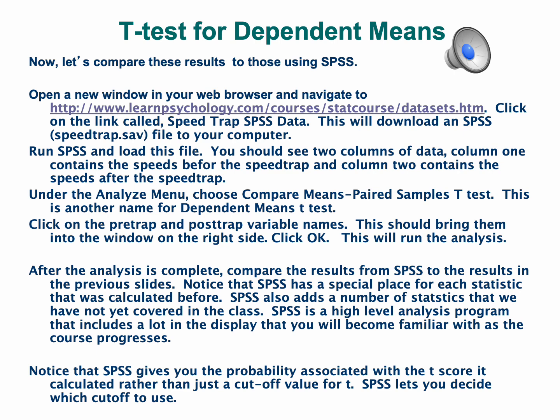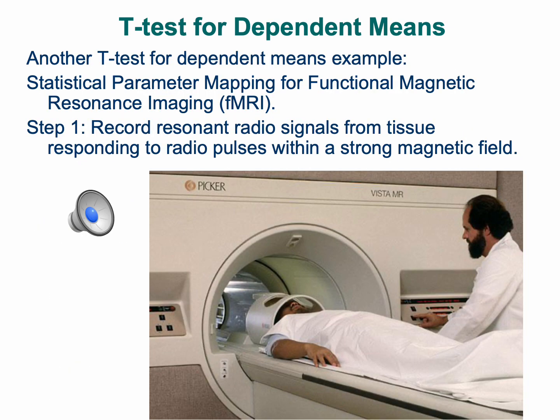It gives you an exact probability, and you have to compare that probability to your cutoff level, whatever that might be. And again, the conventional cutoff level is usually 0.05. All right, here's another example of using t-tests for dependent means.